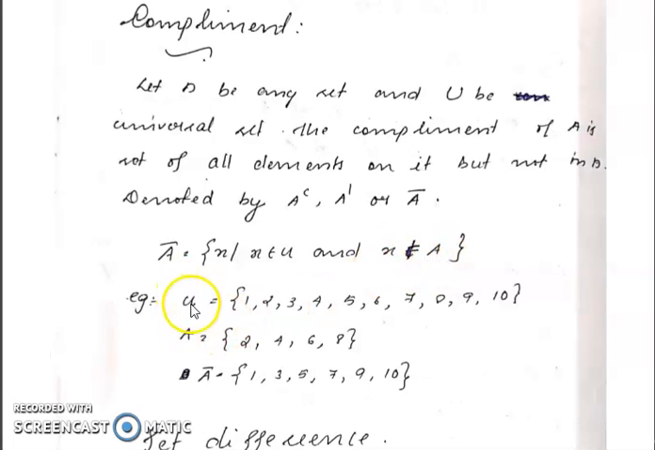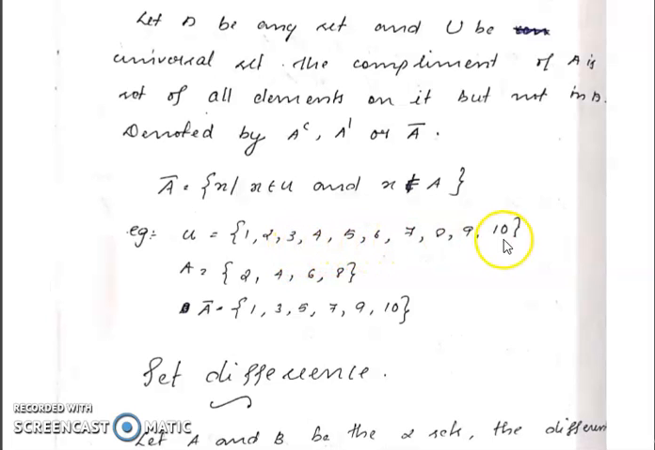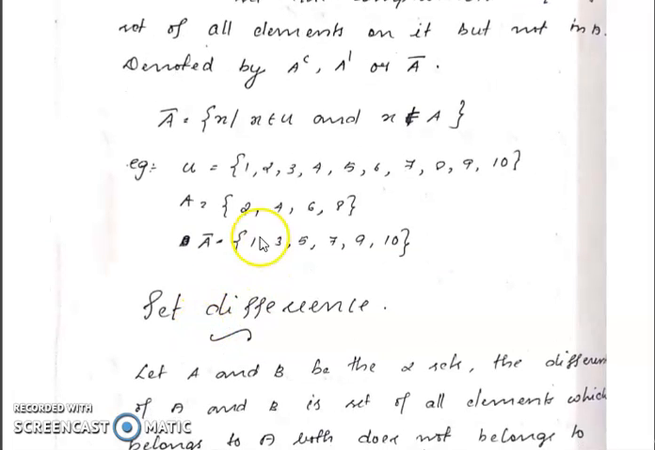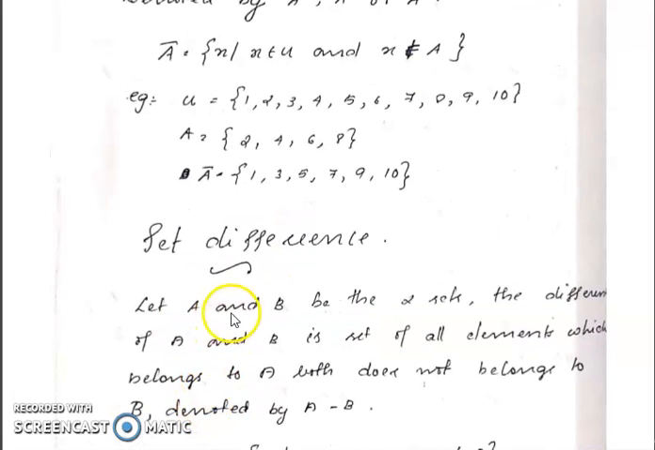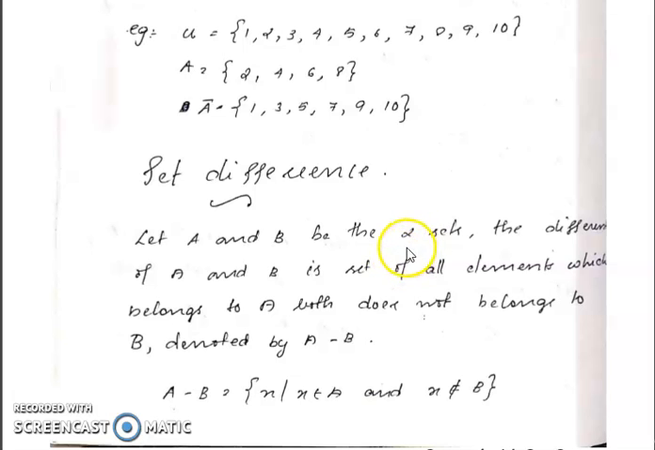For example, U is equal to {1, 2, 3, 4, up to 10} and A is {2, 4, 6, 8}. What is A complement? That means you write all the elements in U except 2, 4, 6, 8, so we get {1, 3, 5, 7, 9, 10}. That is the complement: the set of all elements in the universal set that are not in A is called A complement. Set difference: let A and B be two sets.